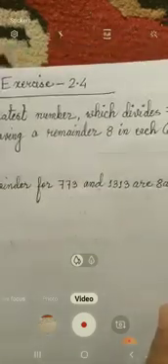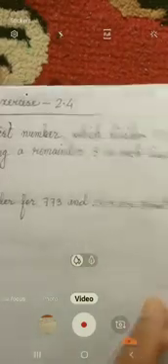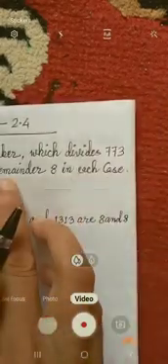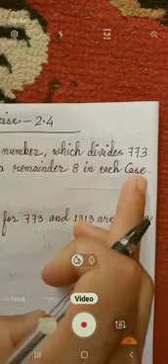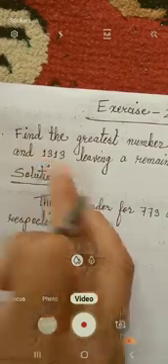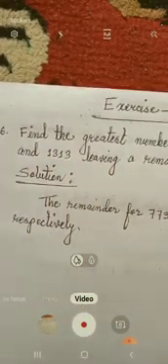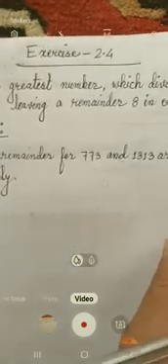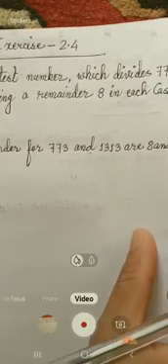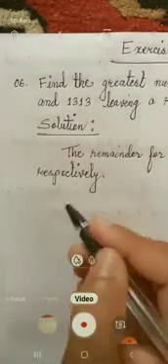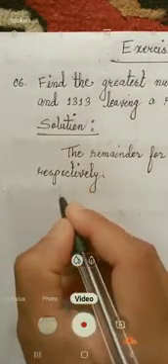Why have I written 8 and 8 respectively? Because the remainder of both the numbers is 8. The question already tells us 8 in each case. That means the remainder of both numbers, 773 and 1313, is 8. So that's why I have written in the solution that the remainder for 773 and 1313 are 8 and 8 respectively.